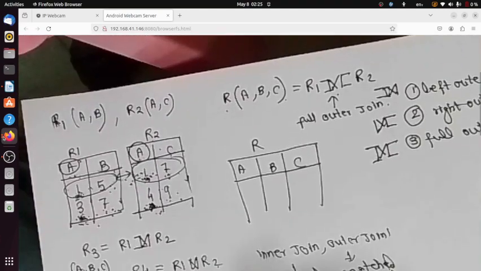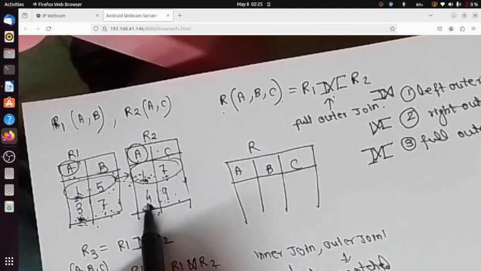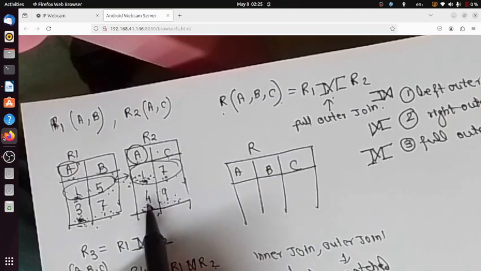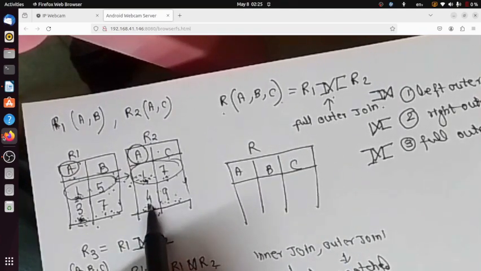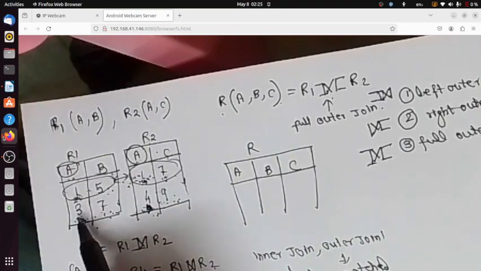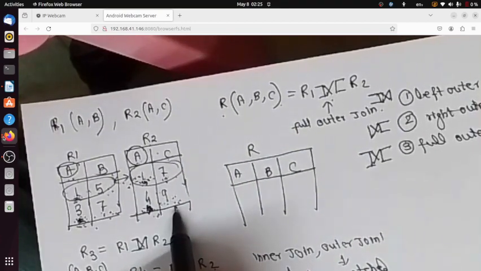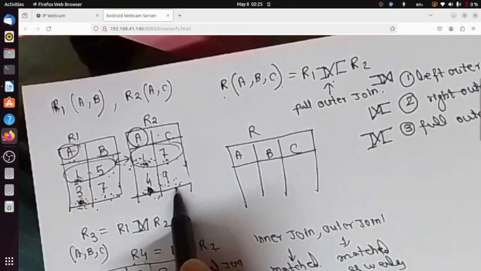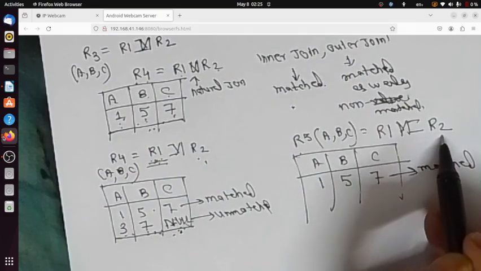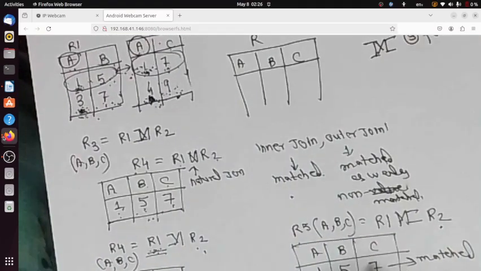Now we will see the unmatched records, if there are any, from relation R2. Now the second record, the value for common column A is 4 and the record is 4, 9, and for this value of A, which is 4, there is no such record in relation R1 for which column A has value 4. So 4, 9 from relation R2 is a non-matched record, coming from the right relation. So this unmatched record 4, 9 should be included in the right outer join.